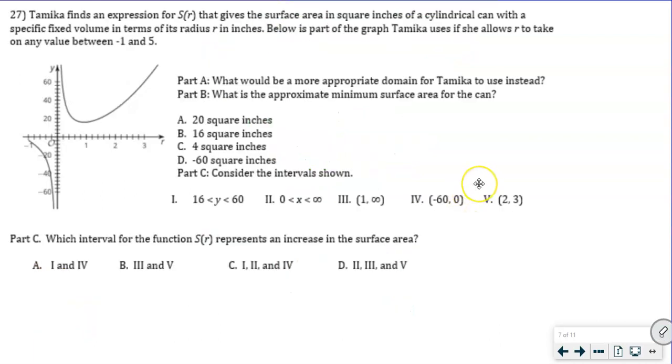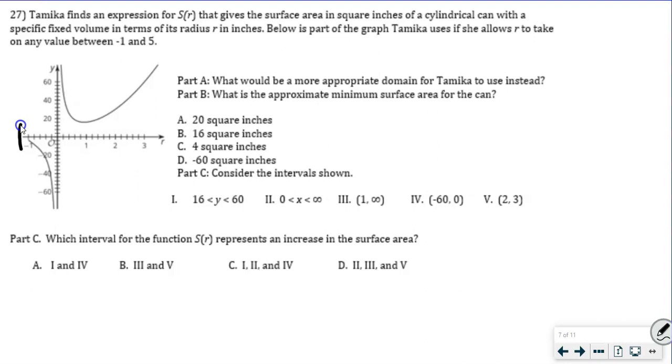So number 27 says Tamika finds an expression for S of R that gives a surface area of a square inches of a cylindrical can with a specific, fixed volume in terms of its radius r in inches. Below is a part of the graph Tamika uses if she allows r to take on any value between -1 and 5. So r would be our domain, which is our x values, or our x values would be our r, what we would typically think of. So she has, notice here, from -1, which we can't see the 5, but that's what that was.